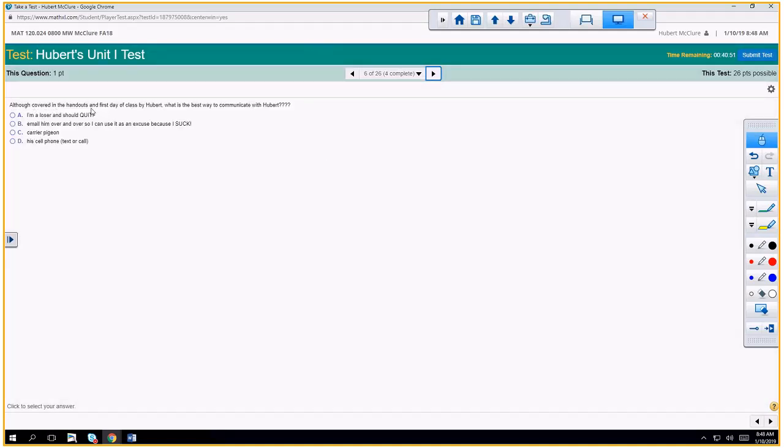Although covered in the handouts in the first day of class, what is the best way to communicate with Hubert? Email him over and over so I can use it as an excuse because I suck as a student. Carrier pigeon. His cell phone. Y'all starting to see a pattern? Does Hubert replace your lowest grade with your final exam grade? There is a story behind this one. Okay? Donald Duck, water, Tuesday, no way, no how.